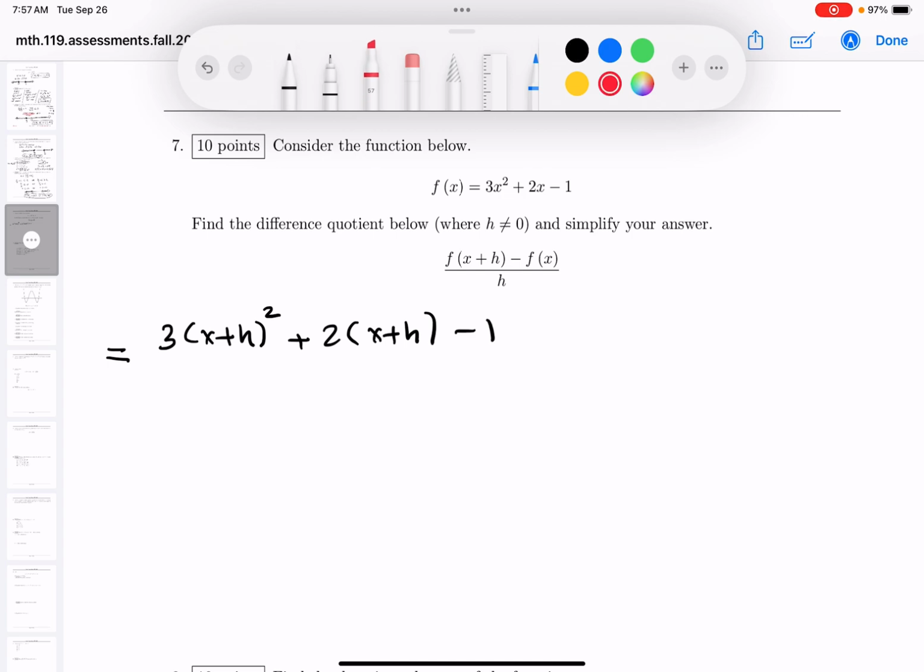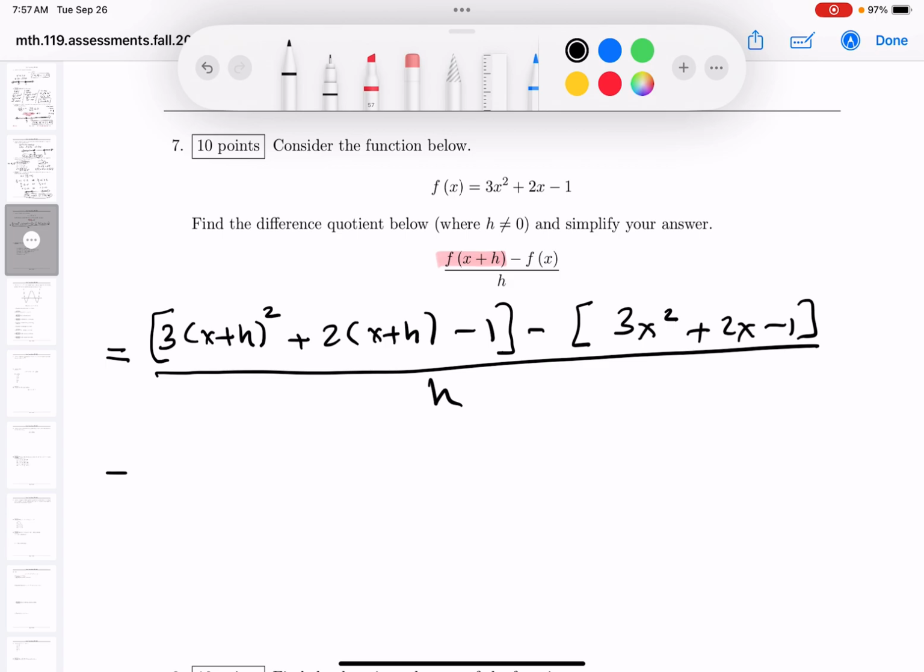Let me tell you what I just did over there. I just put that down. Now what do you have to do? You have to subtract f of x. What's f of x? 3x squared plus 2x minus 1. And that's all over h. What do you do now? Simplify it. You get h in the bottom. What do you get on top? No, it's a multiplication problem.